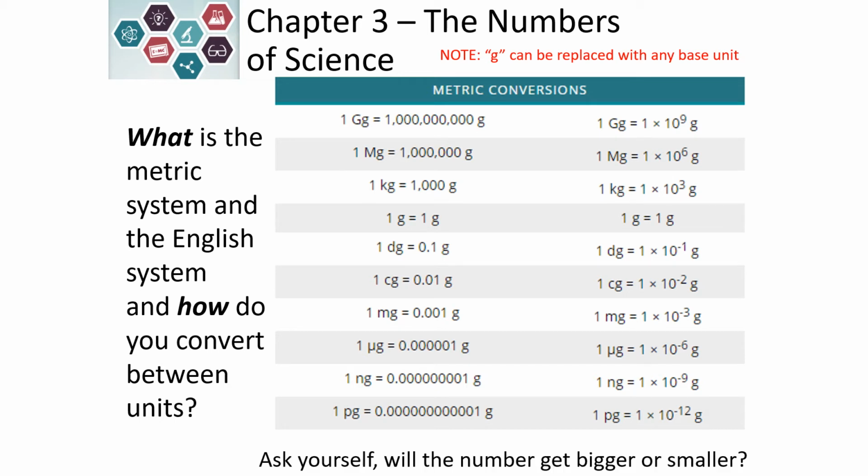When you're doing conversions, you ask if that value is going to get larger or smaller. Also note that the prefix, the number with the prefix, always has 1 in it when we're doing our conversions. The scientific notation goes with the base unit.